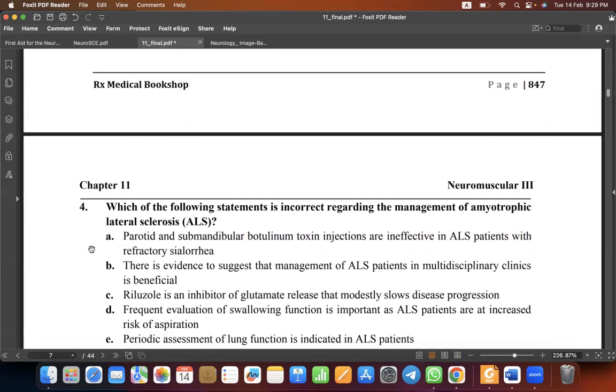Second is the forced vital capacity, the FVC. So the patient should have to check the supine FVC. Okay. Third important thing is that there could be maximum inspiratory pressure. These things should be assessed. So nocturnal oximetry, supine FVC, and supine maximum inspiratory pressure.